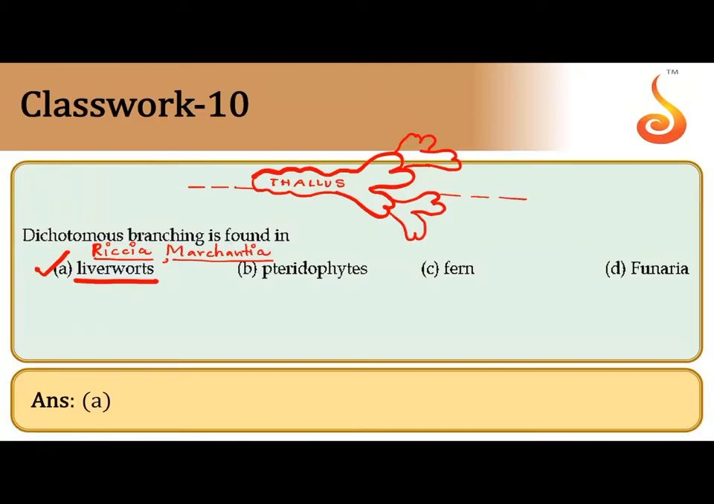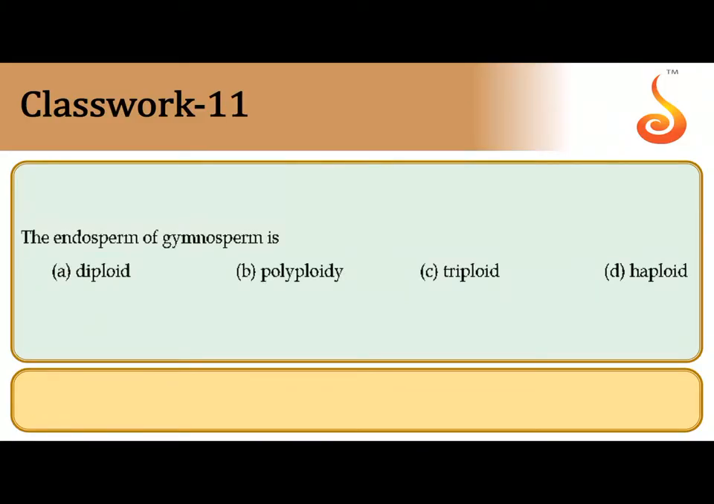Okay, so the answer is liverworts. The endosperm of gymnosperm, we had learnt about the endosperm of gymnosperm. It is a haploid structure, because all of you remember one thing: in gymnosperms, unlike angiosperm where endosperm is a post-fertilization structure, in gymnosperm, endosperm represents the female gametophyte. What is the female gametophyte?